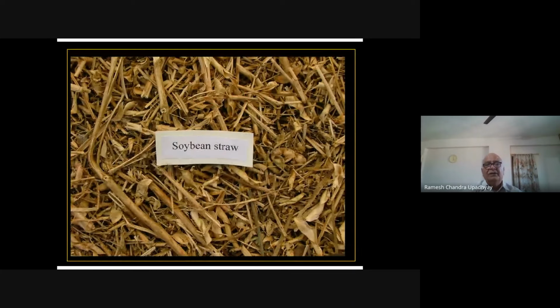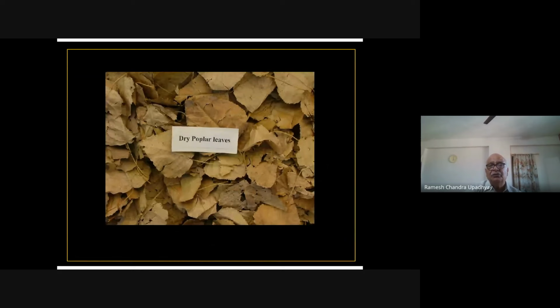This is soybean waste. Next, poplar leaves. I have used these poplar leaves. They have no economic value, and under any poplar tree within 6 hours you can collect 10 to 20 full bags of big dried poplar leaves during November, December. You can use these poplar leaves for growing this mushroom. Not only poplar, even mango leaves and many tree leaves, even peepal leaves, I have used for growing mushroom.